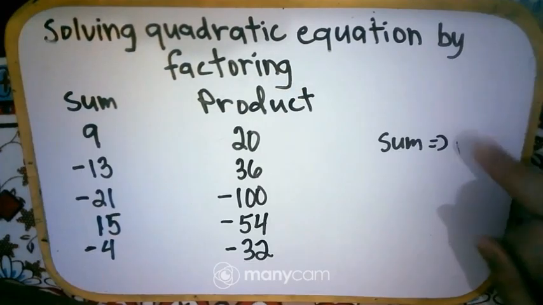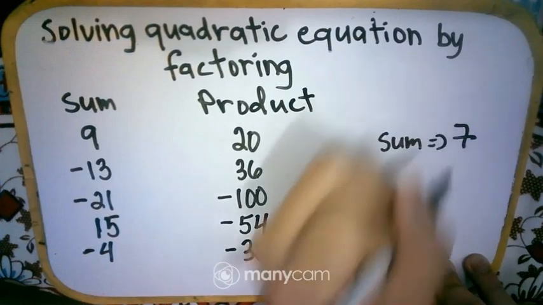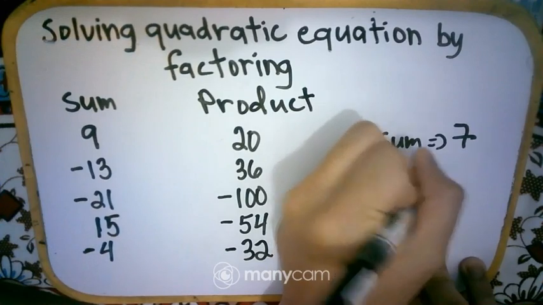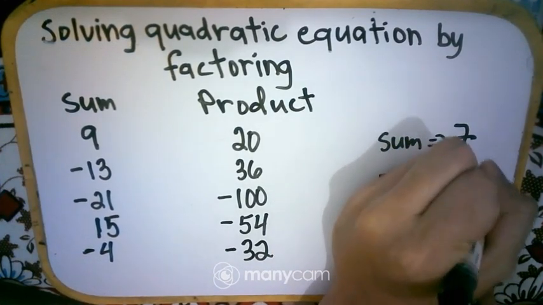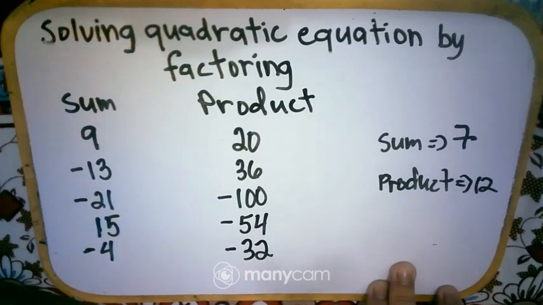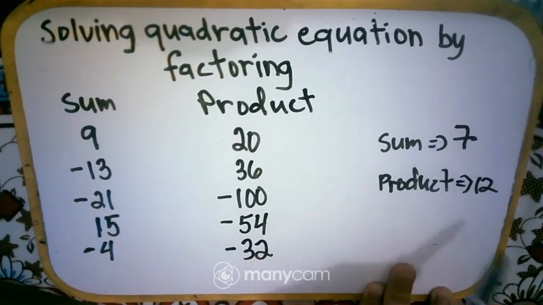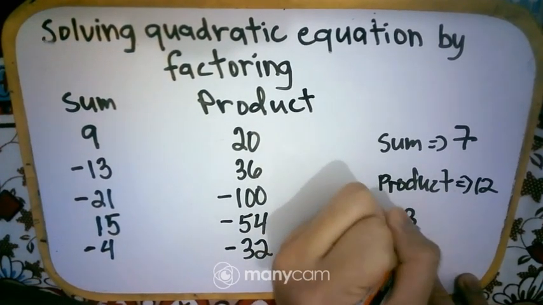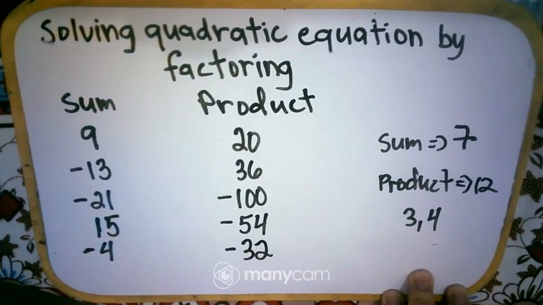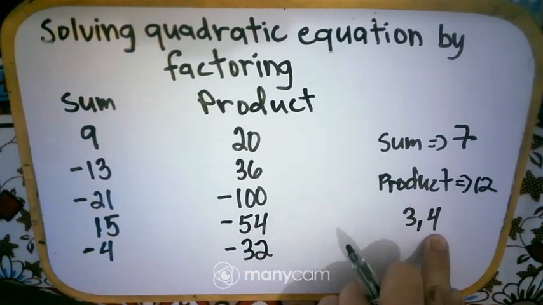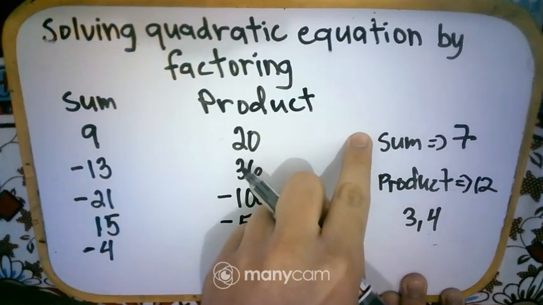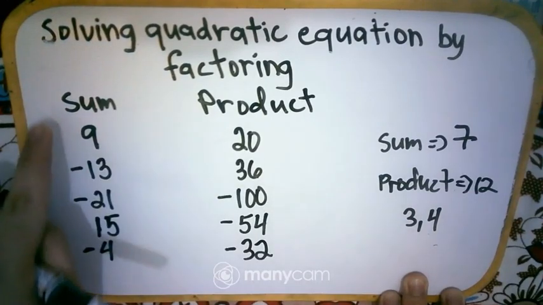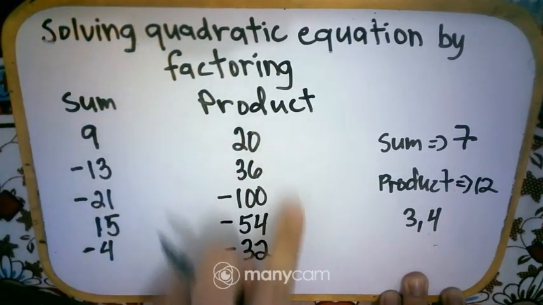For example, we have ang sum ay 7. And then ang product niya ay 12. So what are the two numbers? Na kapag pinag-add mo 7, kapag pinag-multiply mo ay 12. So the answer is 3 and 4. Kasi kapag pinag-add mo yan, 3 plus 4 is 7. Yun yung sum. And 3 times 4 is 12. So yun yung product. So ganun yung gagawin nyo dito sa mga given na to.